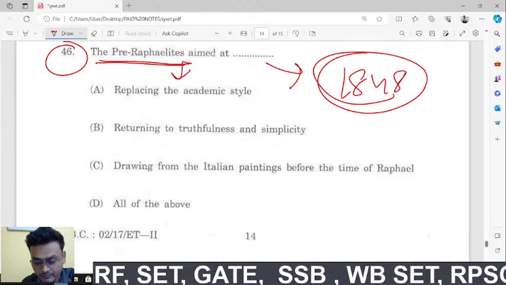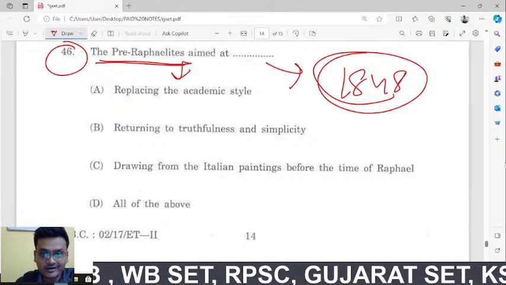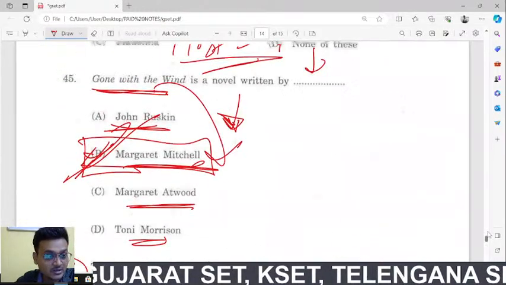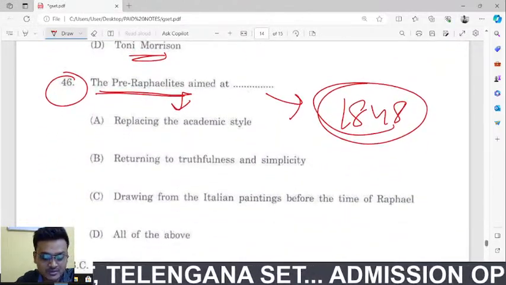Got it, Biba. Daddy, that is Mitchell. I'm talking about Margaret Mitchell, not the England and New Zealand cricketer Daryl Mitchell. Here it's Margaret Mitchell, not Daryl Mitchell. Gone with the Wind.